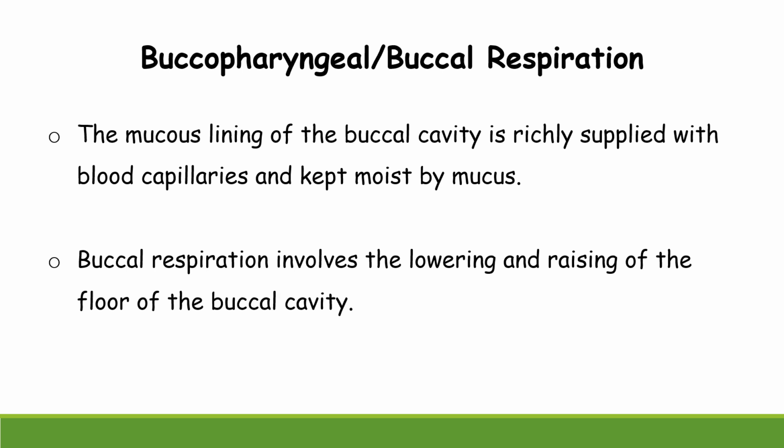Now, the second category of respiration is buccopharyngeal respiration, or buccal respiration. This type of respiration happens with the help of the buccal cavity, which is present inside the mouth of the frog. The frog's buccal cavity has a unique mucus lining which is richly supplied with blood capillaries, and because of this mucus lining, the buccal cavity is always kept moist with the secretion of mucus.